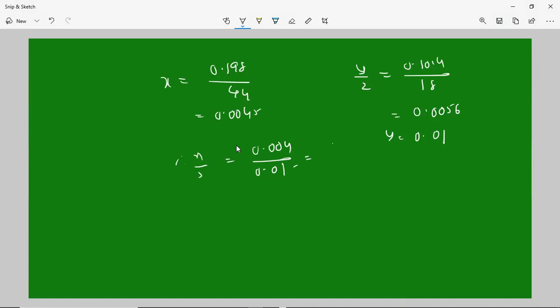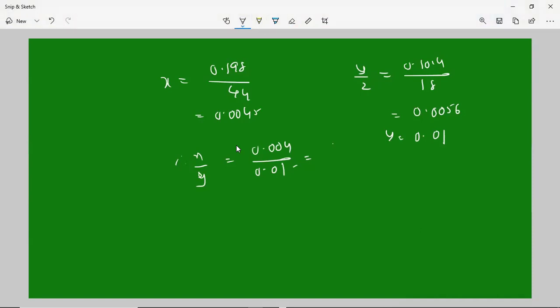So what is the answer here? Upon substitution, y is 0.0056 and x is 0.0045. Then if you substitute in that one, yes, we will get... yes, I will come to that point.